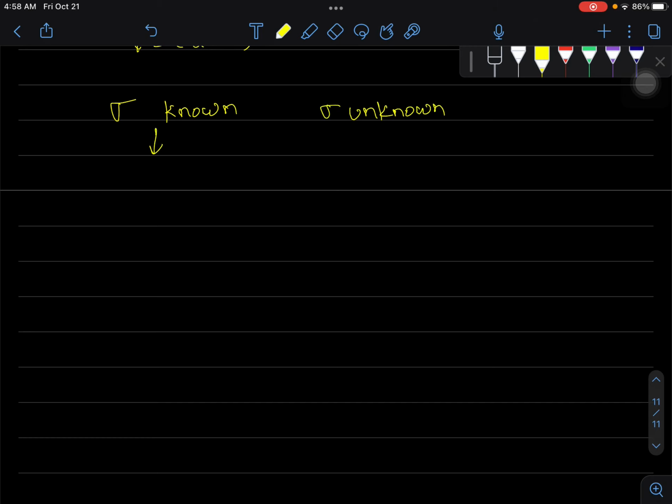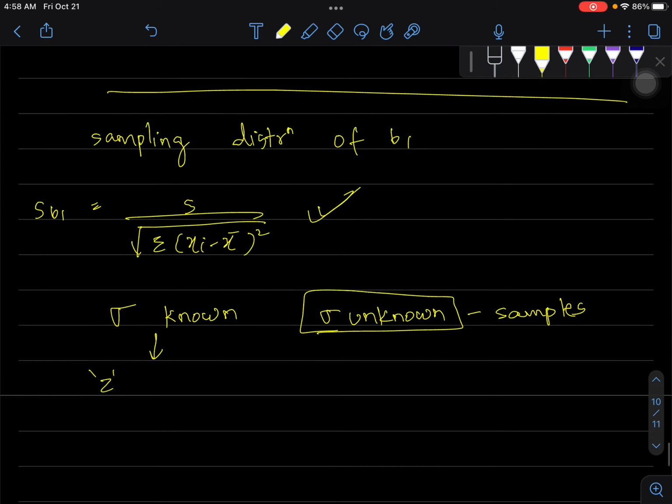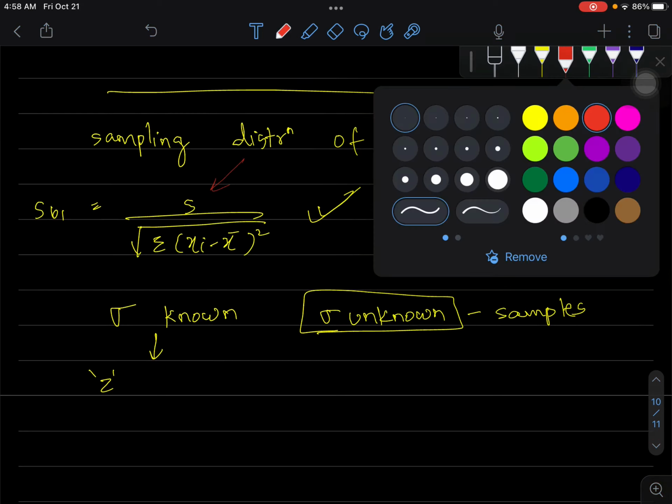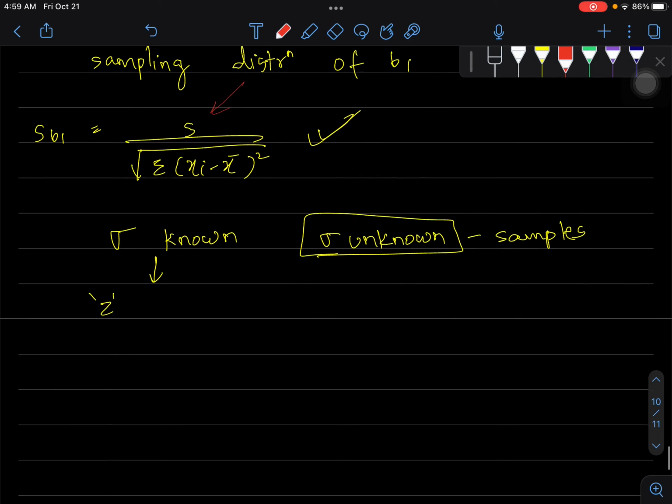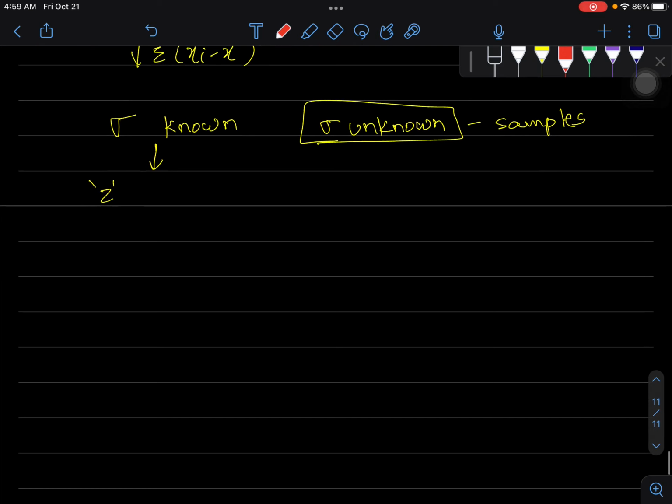Whenever it is known, we use the Z statistic and do a Z test. But in our case the standard deviation is unknown, since we're using samples and not the actual population, so sigma is unknown, and that is why we were using the estimator. It's usually supposed to be sigma here, but since we are working with the sample, we have S. And whenever sigma is unknown, we use the t statistic instead of the regular z statistic.